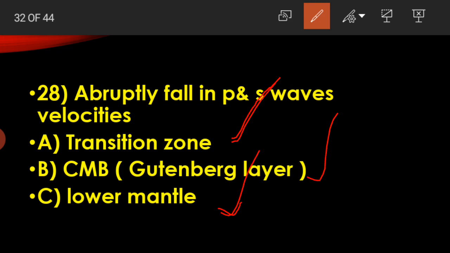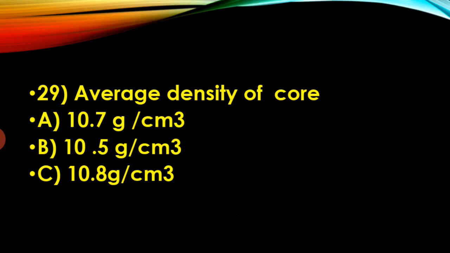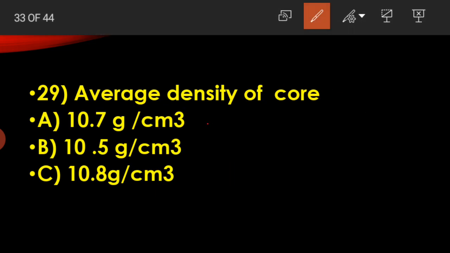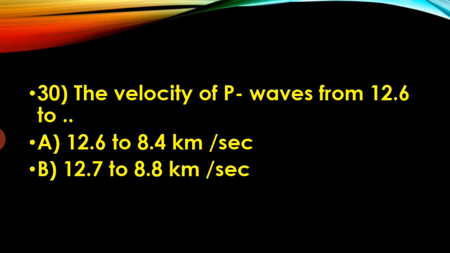Okay, it lies at the depth of 2900 kilometers and has a radius of 3485 kilometers. It is the most important drastic compositional boundary within the earth, where P and S wave velocities abruptly fall. The average density of the core is 10.7 grams per cubic centimeter. 38th question.